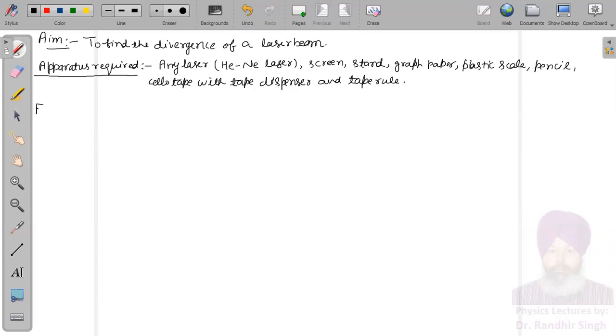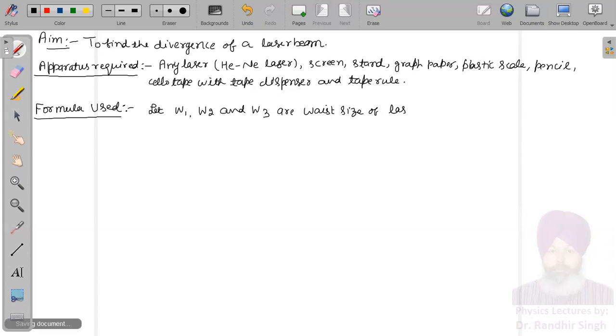Then we have the formula used. Let W1, W2 and W3 are the waist sizes of the laser spot at a distance z, z plus D and z plus 2D respectively.